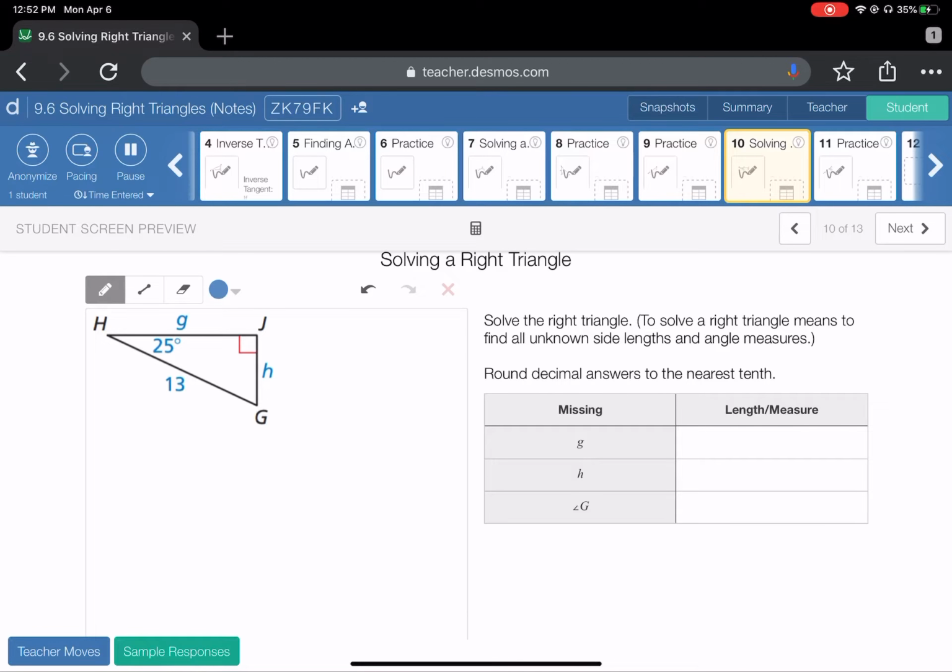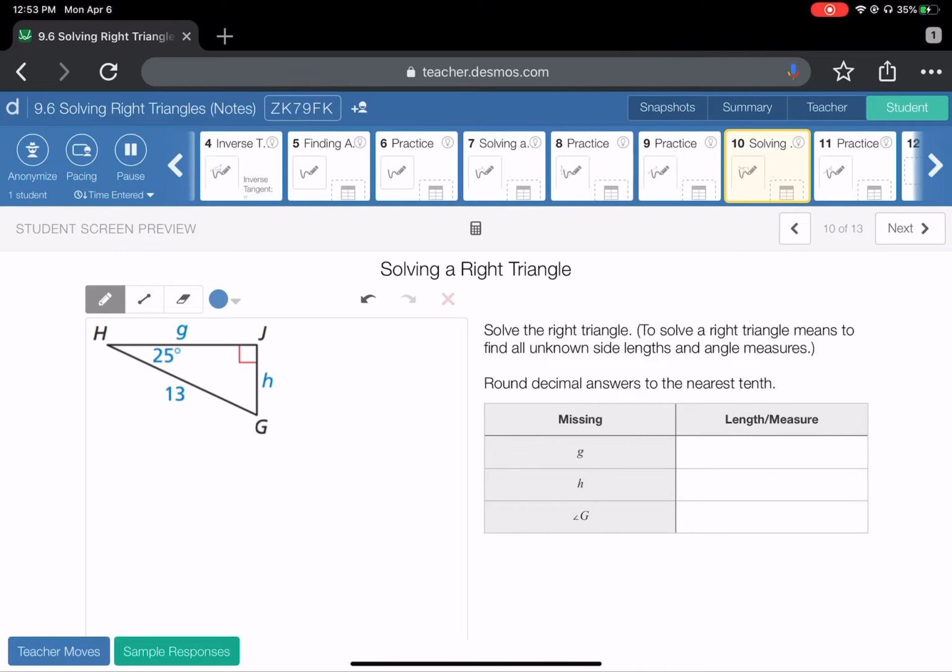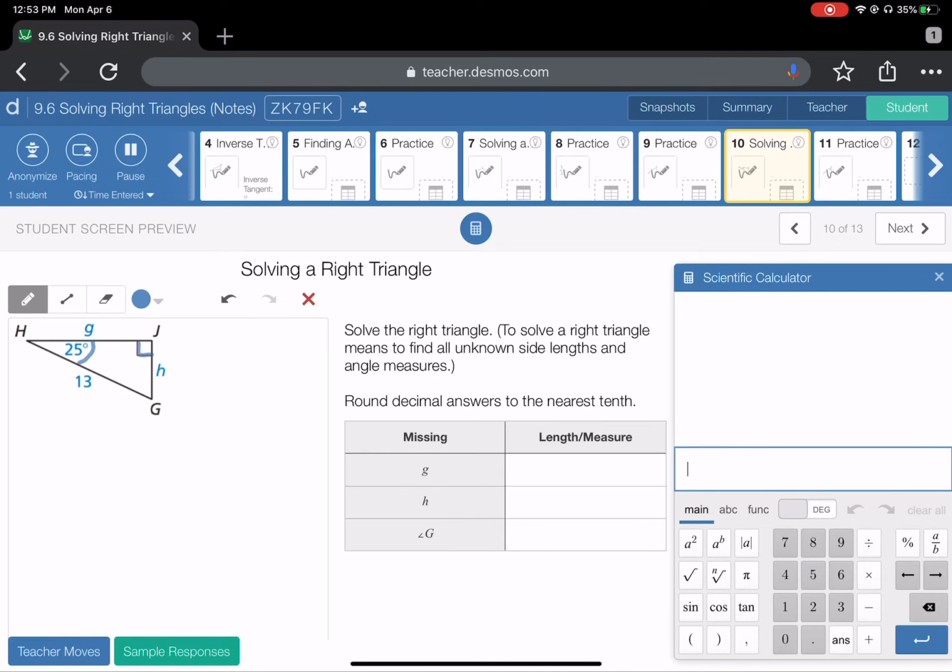So what we're going to do is use the angles that are given to us to actually find those missing values. I'm going to go ahead and start with finding angle G, because I know that this is 25 and I know that this is 90. If I say, well, I know a triangle is 180 degrees, and I take away that 90-degree angle and I take away that 25-degree angle, then I know that my missing angle is 65 degrees.